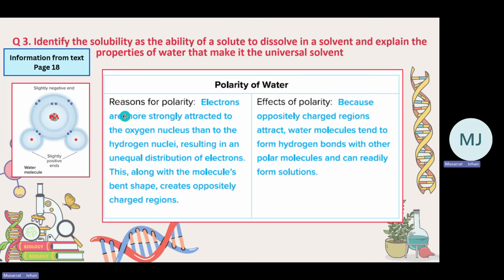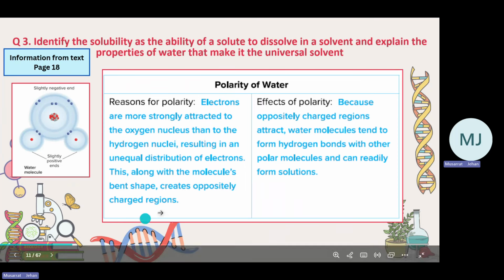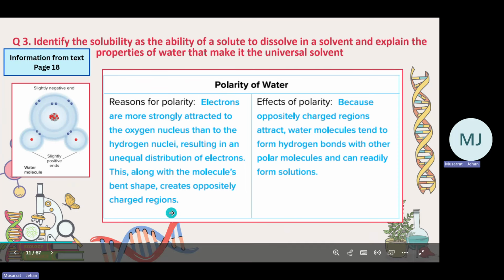And what is the reason for polarity? Electrons are more strongly attracted to the oxygen nucleus than to the hydrogen nucleus because it has more positive charge. So they are more strongly attracted to this nucleus, resulting in an unequal distribution of electrons. This, along with the molecule's bent shape, creates oppositely charged regions. So one is this reason, the other the shape.